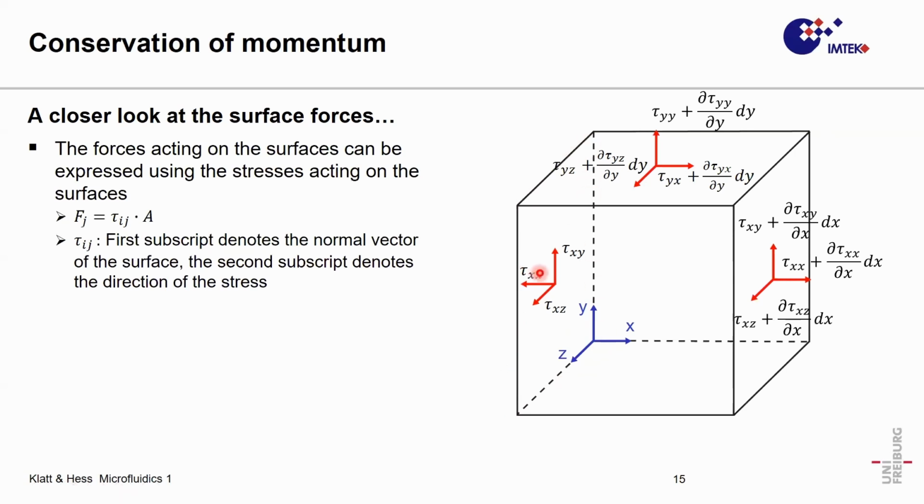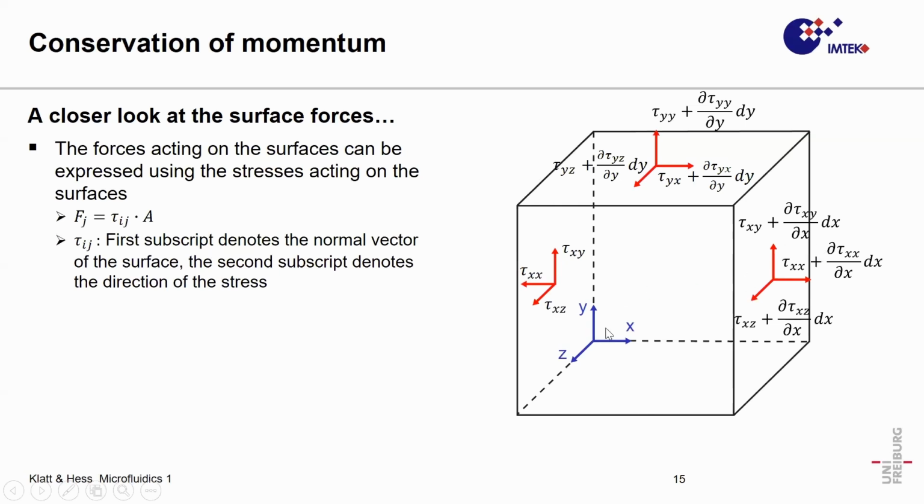And the second subscript now denotes the direction of the stress. So for the stress which is perpendicular to the area, the second subscript is also an x. For the stress that goes in the y direction on this plane, it is a y. And for the stresses in that direction, it's a z. The rest is quite similar. So we call these stresses tau xx, tau xy, tau xz.